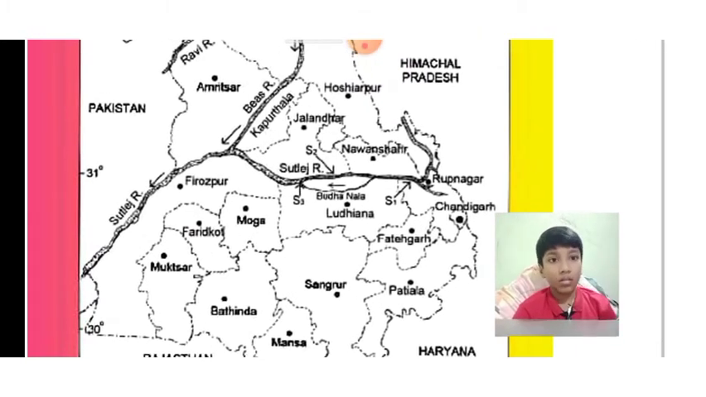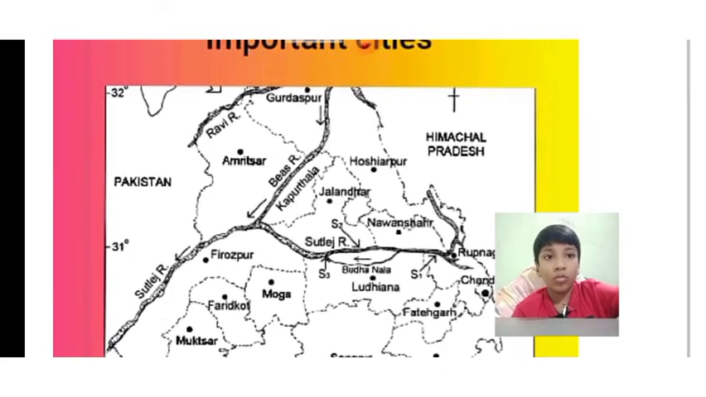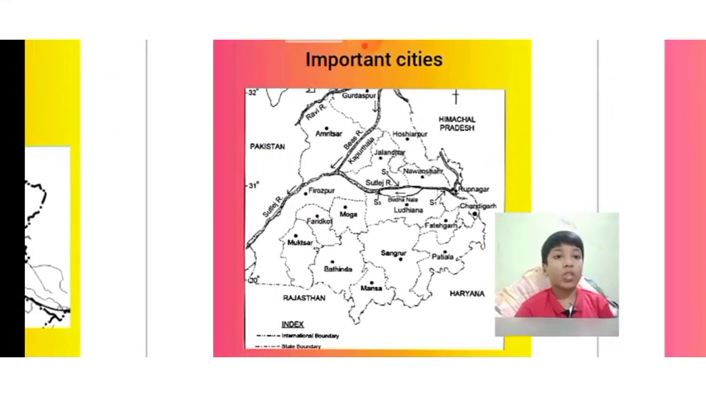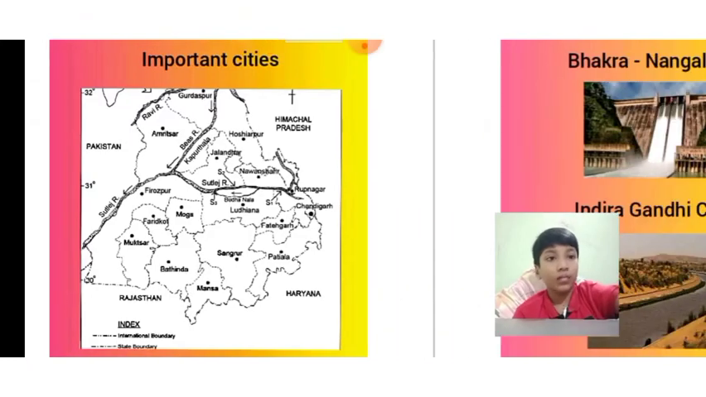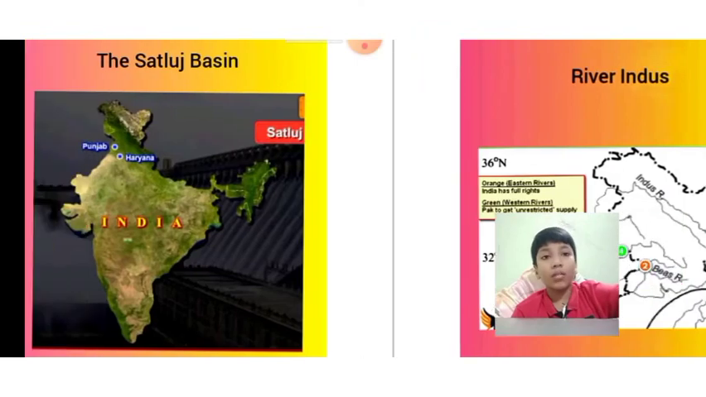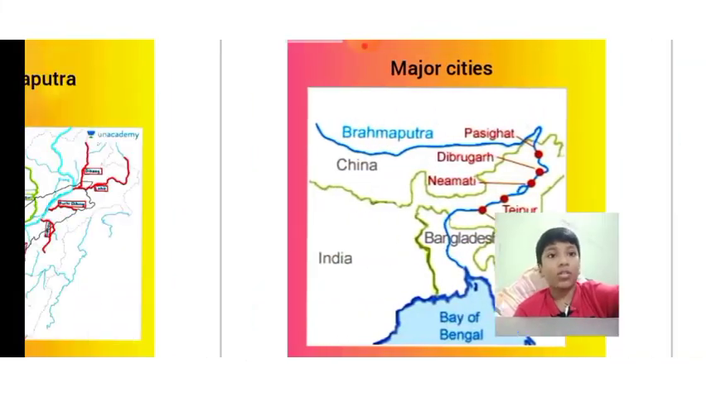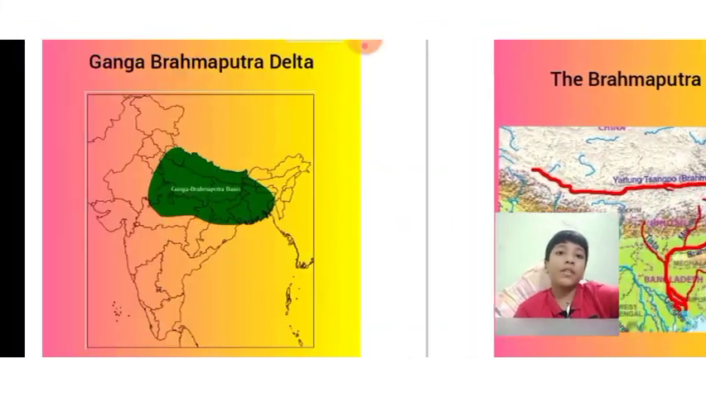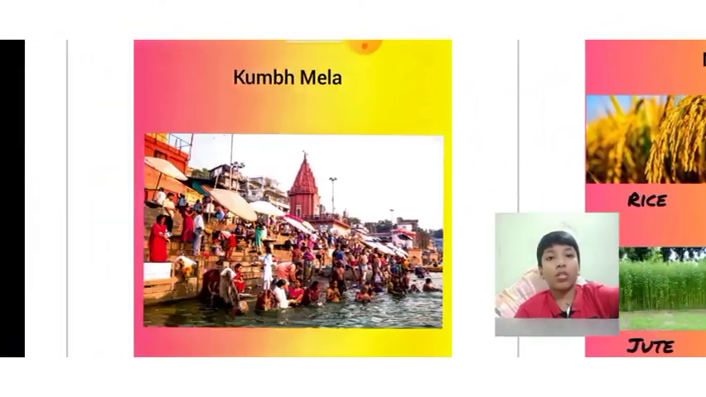Amritsar, Kapurthala, Jalandhar, Nawanshahr, Hoshiarpur, Gurdaspur. These are some important cities located in Indus. Now we will see from which mountain the rivers are coming, which glacier or mountain the rivers originated from.